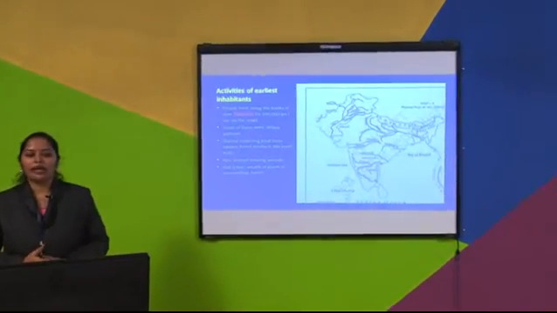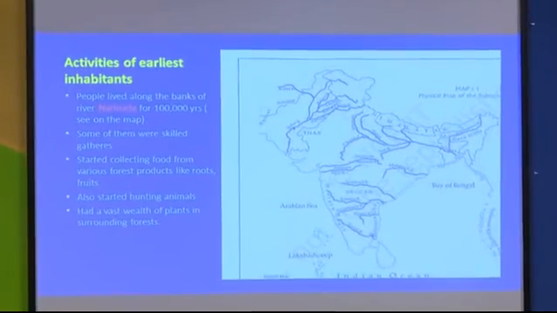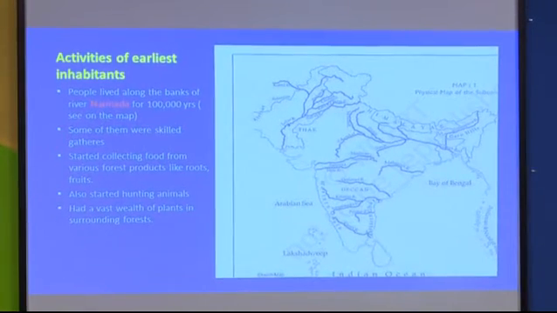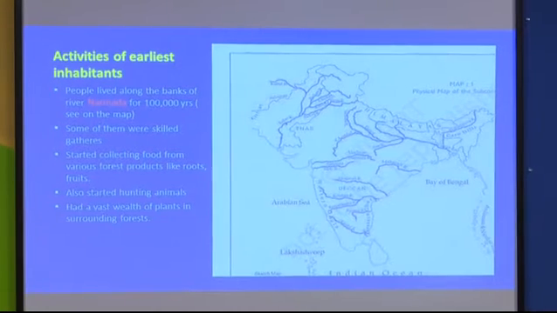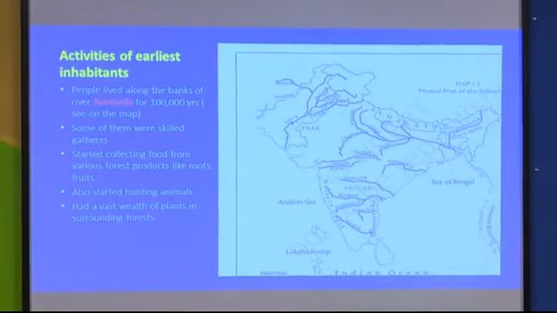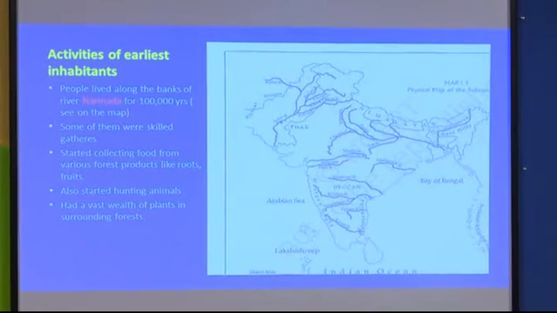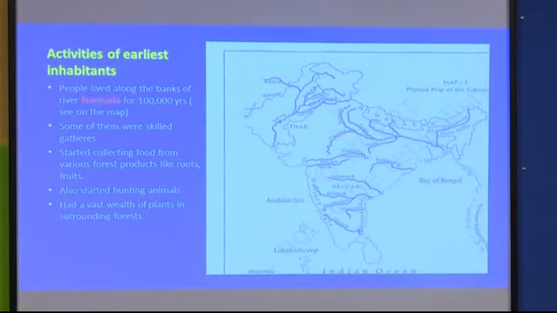Okay. So can you see this map? In this map, can you see river Narmada there? River Narmada. So just see children, there is the Narmada river on the map. First of all, the people of ancient history lived along the banks of river Narmada for 100 and 1000 years ago.